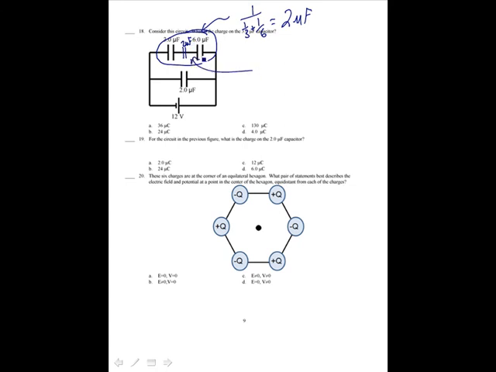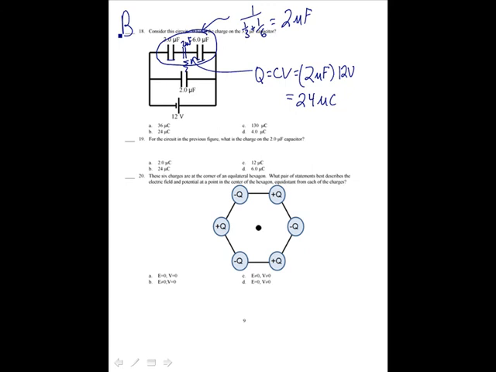So the charge on this 2 microfarad capacitor is CV. That's 2 microfarads times 12 volts. That's 24 microcoulombs. So we have 24 microcoulombs across this equivalent capacitor, and since these two are in series, they share the same charge. So the answer for number 18 is B.